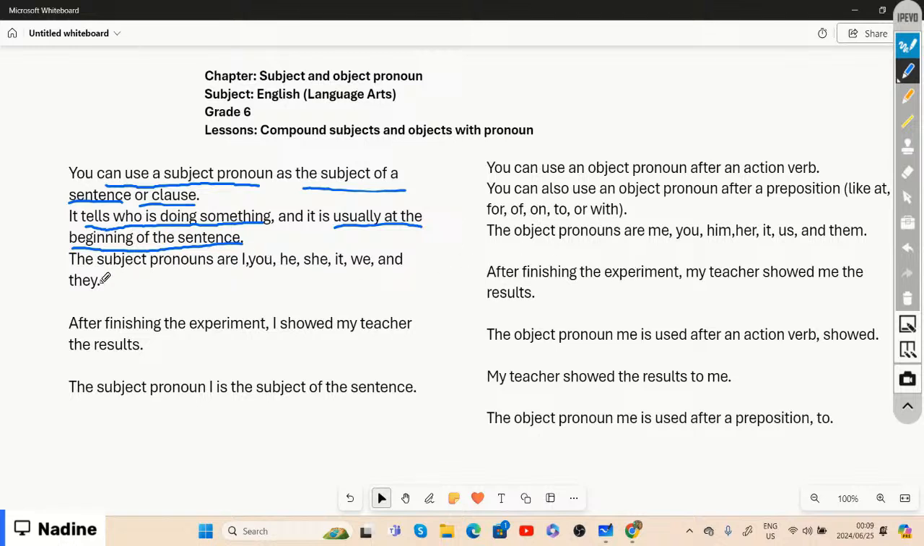And if we look at a few subject pronouns, our subject pronouns are words like I, which you'll find at the beginning of a sentence, you, he, she, it, we, and they. And remember, I said that a pronoun takes the place of a noun. So instead of saying the names of the people or the names of the things, we can just use words like he, she, we, they, it, I, you, for example.